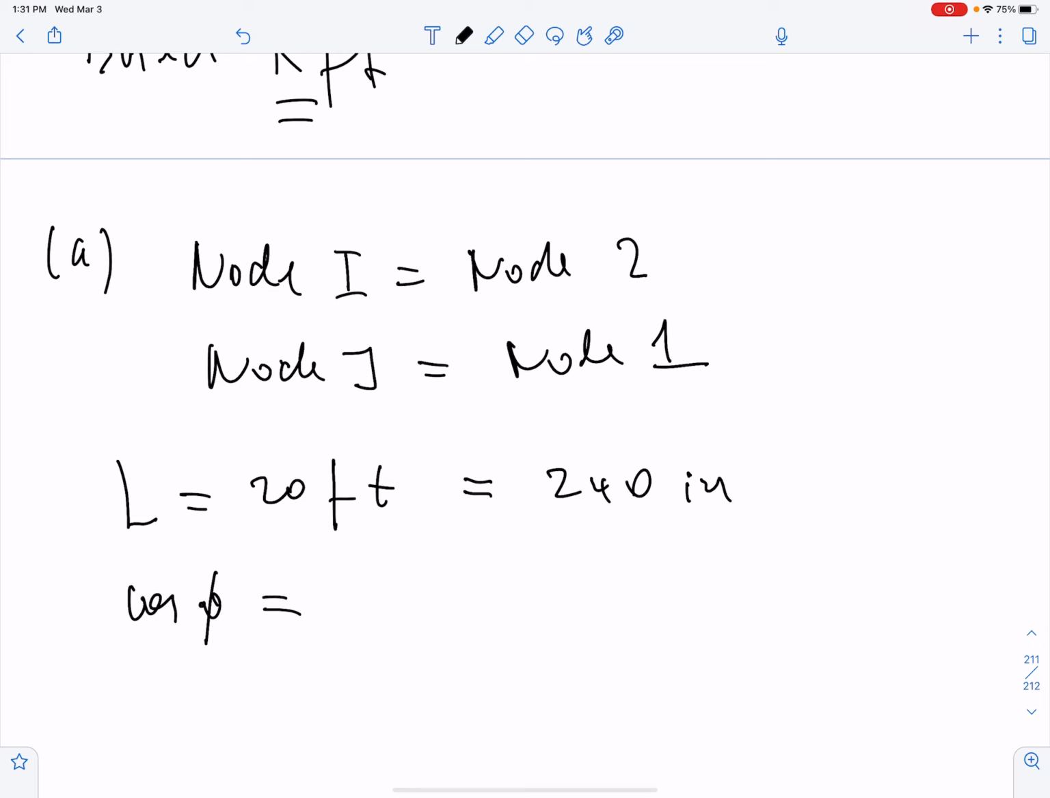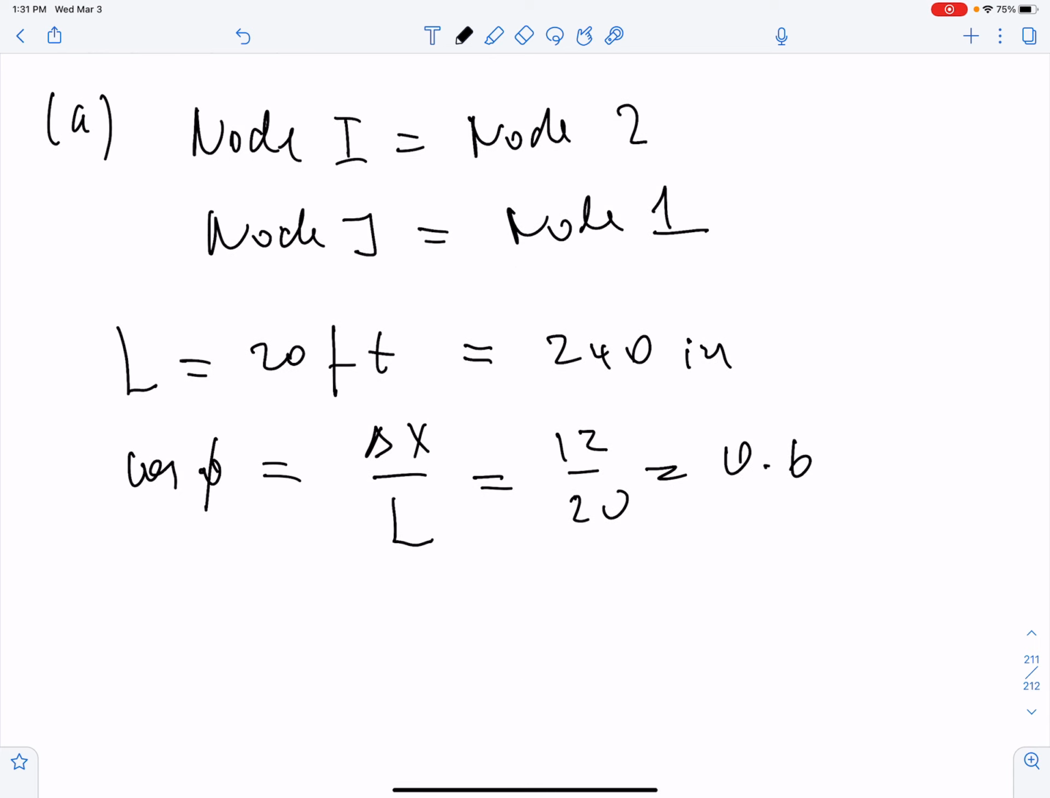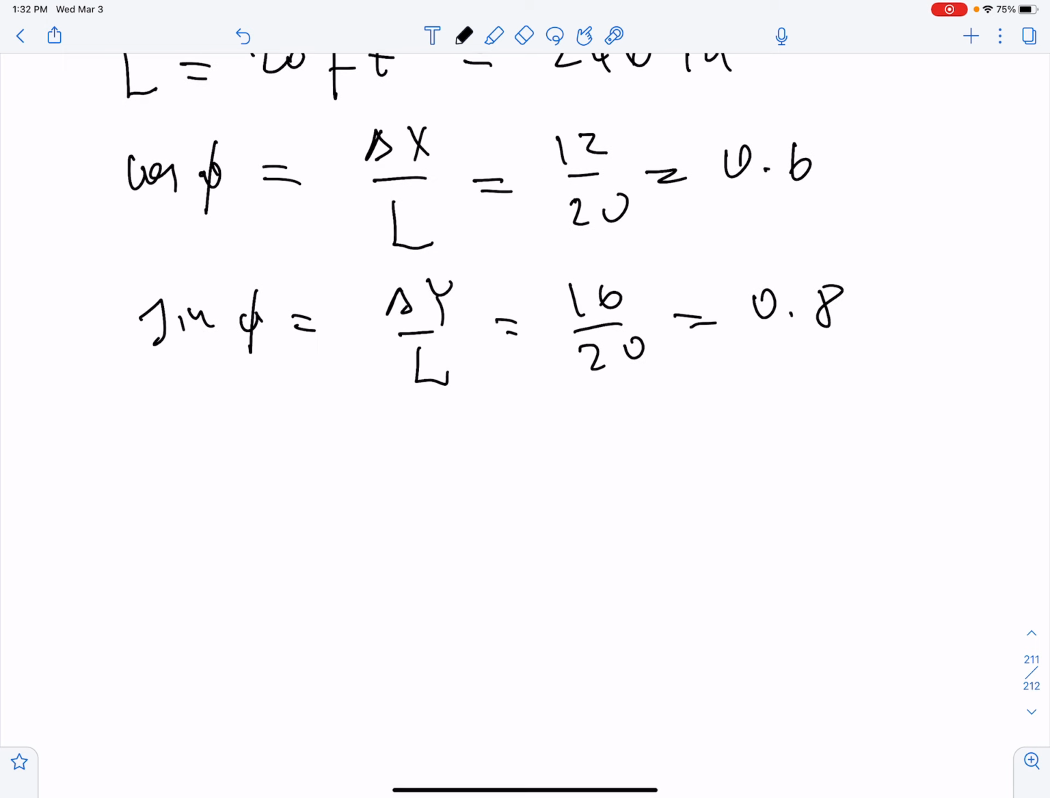Cosine phi is delta x over L. If you look at the geometry, it is 12 over 20, or 0.6. Sine phi is delta y over L, so this becomes 16 over 20, which is 0.8. Again, I am deliberately choosing the dimensions such that the hand calculations are not so crazy.